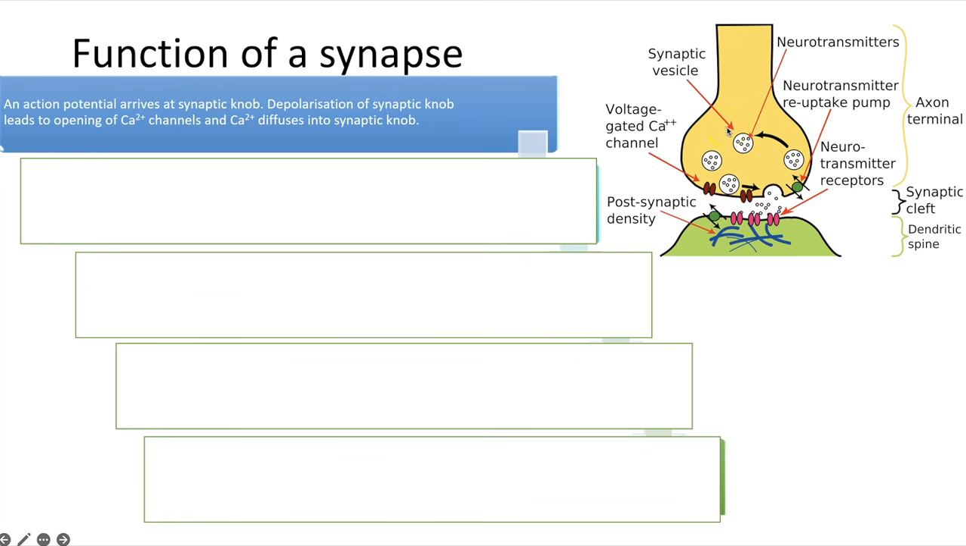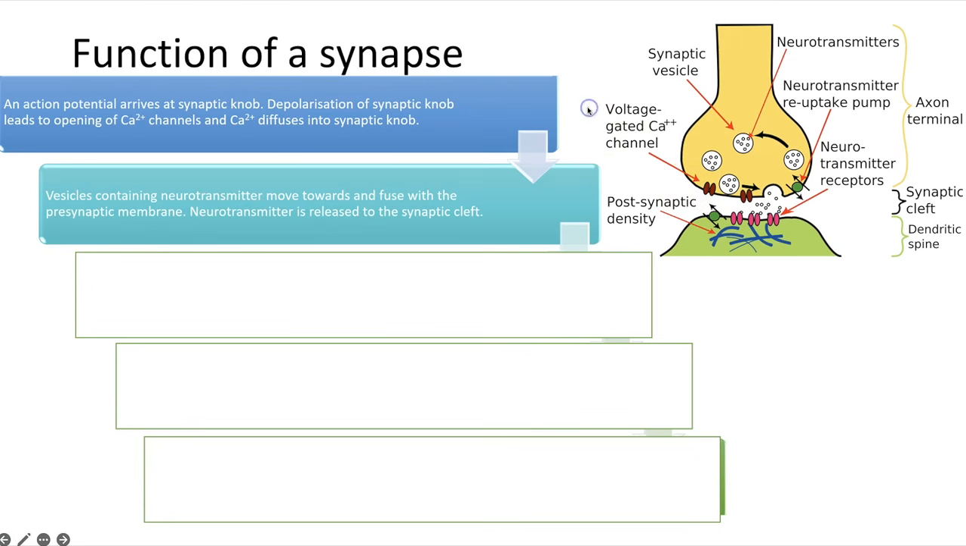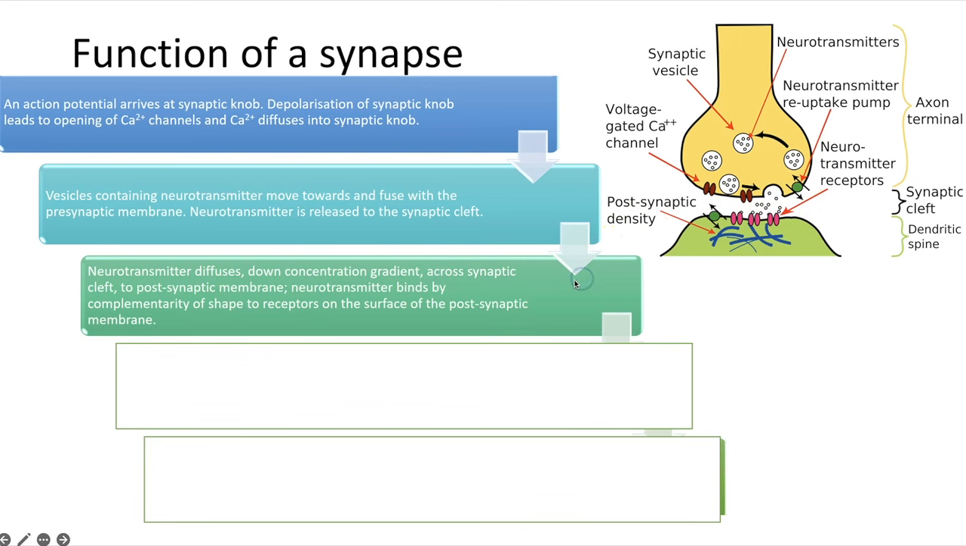Depolarization of the synaptic knob causes calcium ion channels embedded within the membrane to open, and therefore calcium ions diffuse into the synaptic knob. Those calcium ions cause vesicles within the synaptic knob, which contain the neurotransmitter, to move towards the cell surface membrane. They fuse with that presynaptic membrane, and when they fuse, that causes the release of the neurotransmitter by exocytosis into the synaptic cleft, which is what we call this gap between the two neurons.